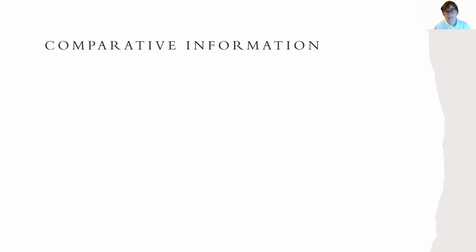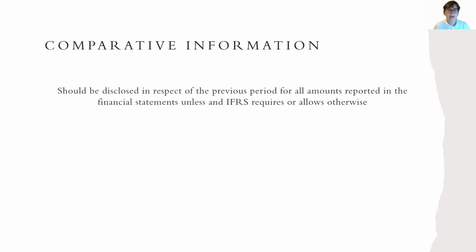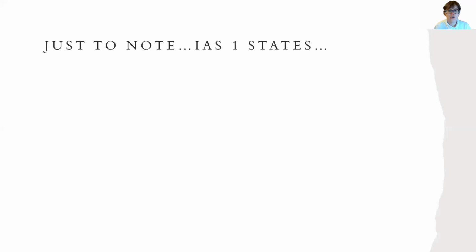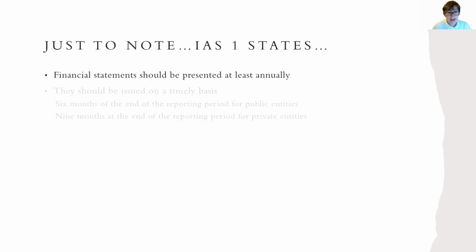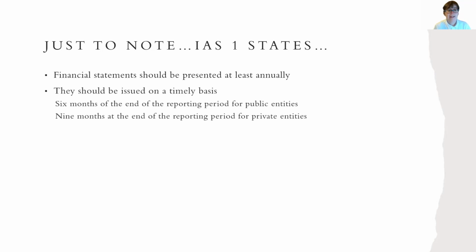Comparative information then. So this should be disclosed in respect of the previous period for all amounts reported in the financial statements, unless an IFRS requires or otherwise allows. So just to note, IAS 1 states financial statements should be presented at least on an annual basis. They should be issued on a timely basis. So that is either 6 months of the end of the reporting period for public entities, or if it's a private entity, 9 months at the end of the reporting period.